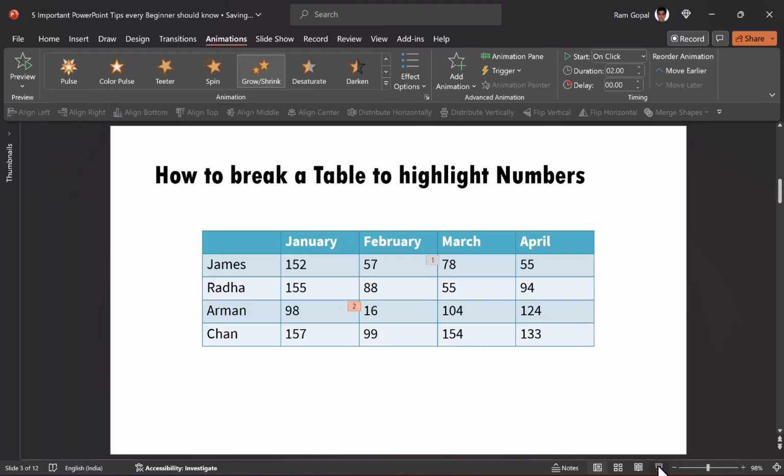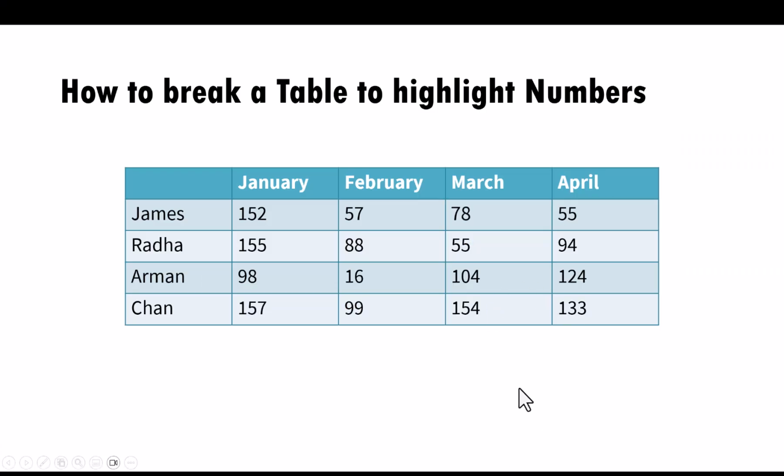So that is how when you go to slideshow, you would be able to highlight specific numbers in a table by using grow shrink animation. It's a fairly simple process once you understand the underlying trick.